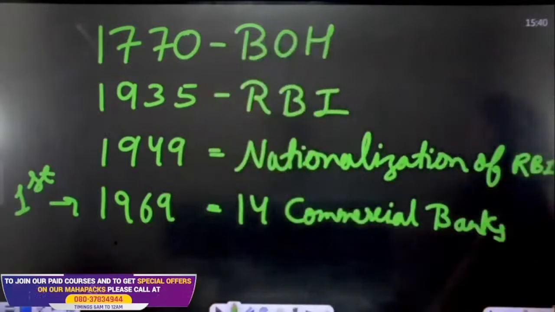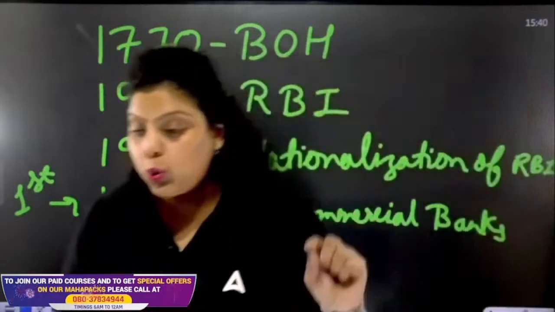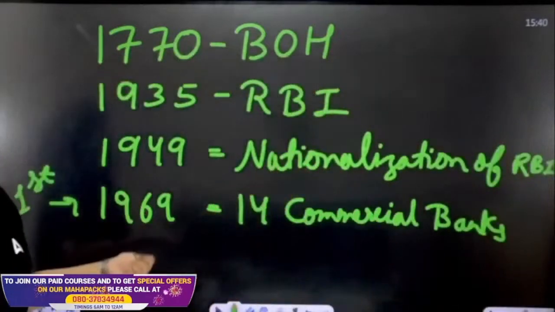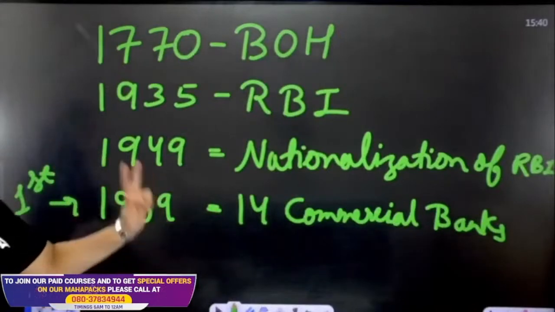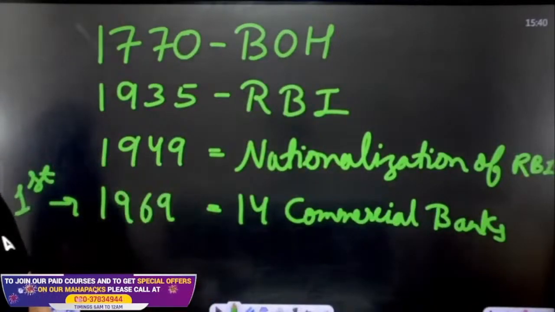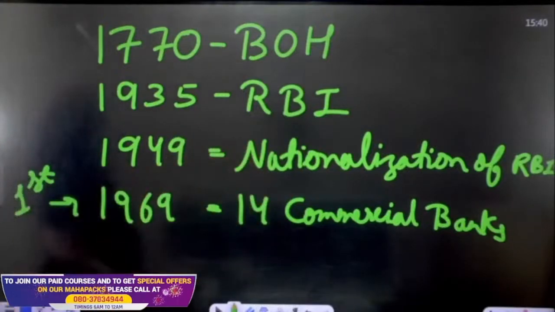Because the government had given the criteria here. Only those banks will be nationalized who have 50 crore public deposit, right? Those who have 50 crore public deposit will be known as your commercial banks. Only those 14 banks were nationalized in the year 1969.